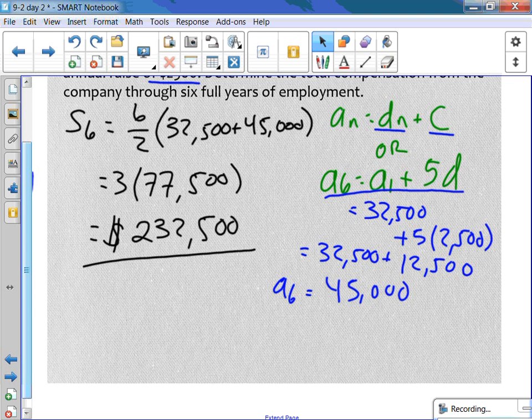Questions? That finishes up 9-2, arithmetic sequences. Quiz again tomorrow. Ask questions now. Don't ask them during the quiz tomorrow.